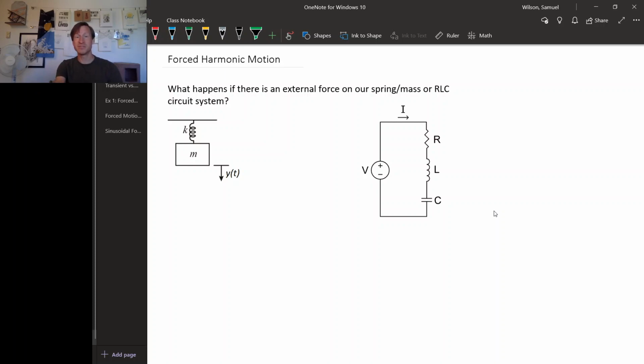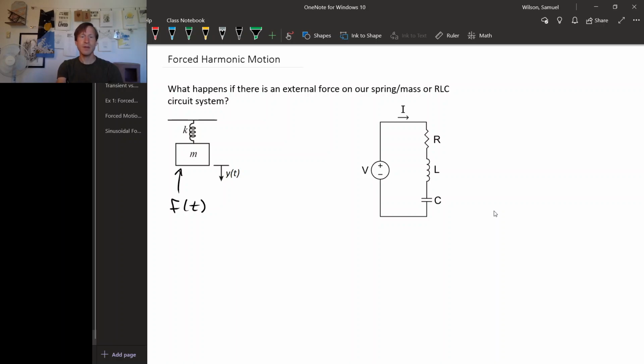So we have two systems to think about, the mass spring system and the circuit system. For the mass spring system, let's add an external force. There's just some external force that's a function of time that's pushing on this mass. And let's take this into account. Remember, we got our differential equation for this system just by writing down all of the forces involved and then using Newton's second law.